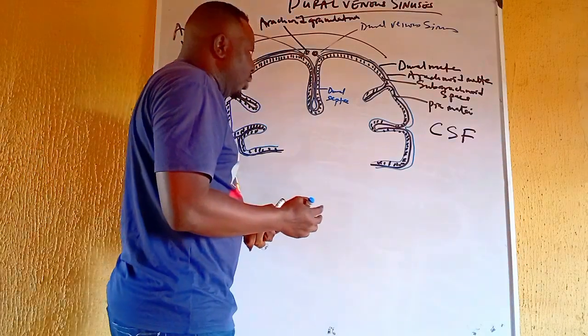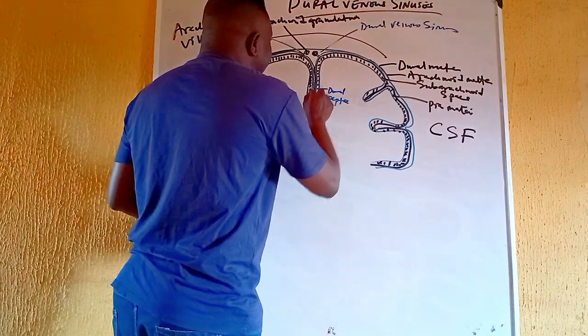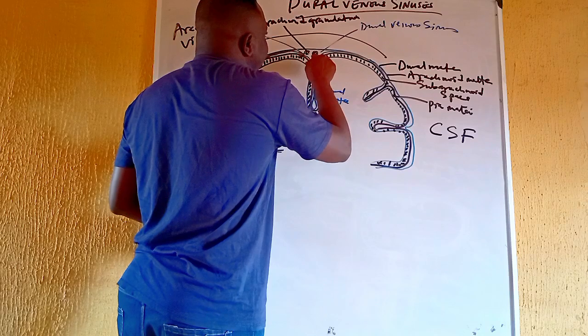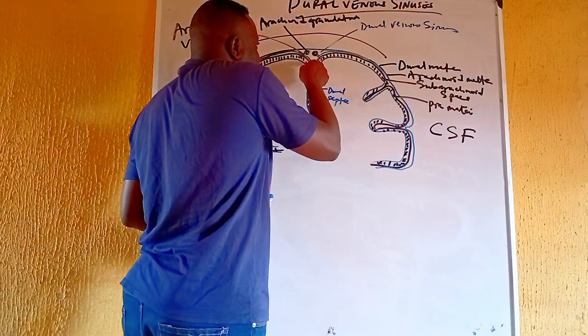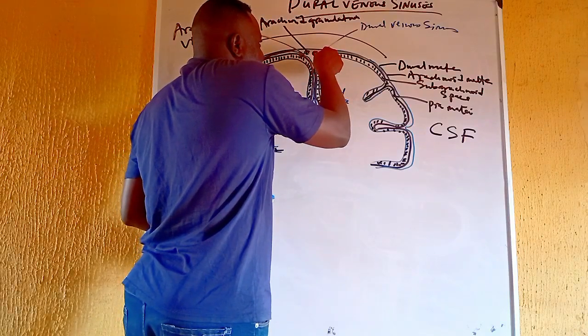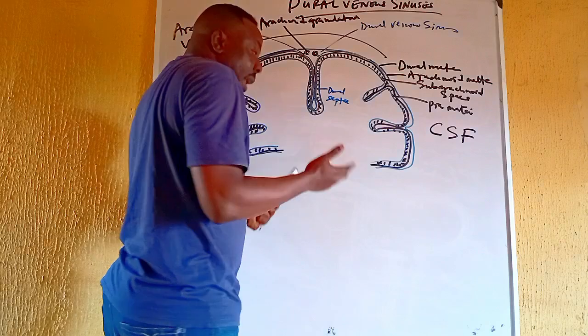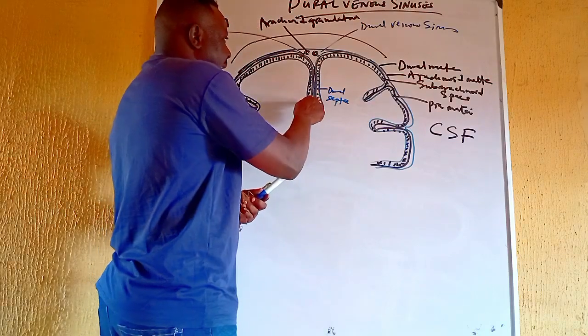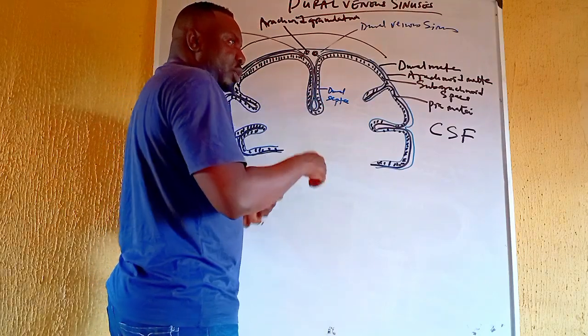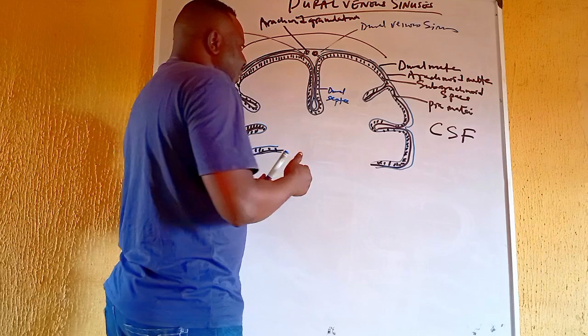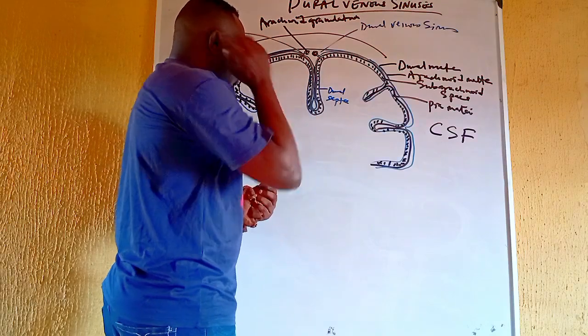So it is important to know that the dural sinuses are located in between the meningeal layer of the dural mater and the endosteal layer of the dural mater. But there are exceptions, because the inferior sagittal sinus is only covered by the meningeal layer of the dural mater.